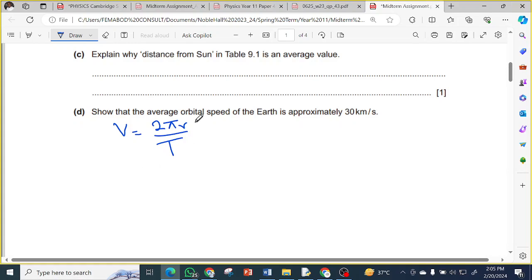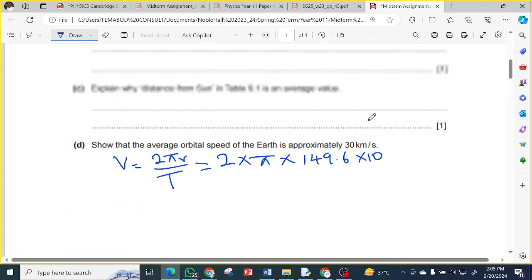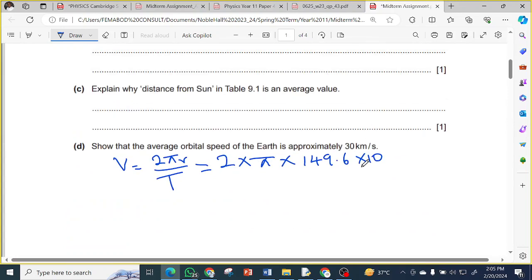So that will be equal to 2 times pi, you know the value of pi, times 149.6 times 10 raised to the power 6 kilometers. Since it's in kilometers, we can leave it, and the value they gave us is also in kilometers per second, so we can leave it this way.